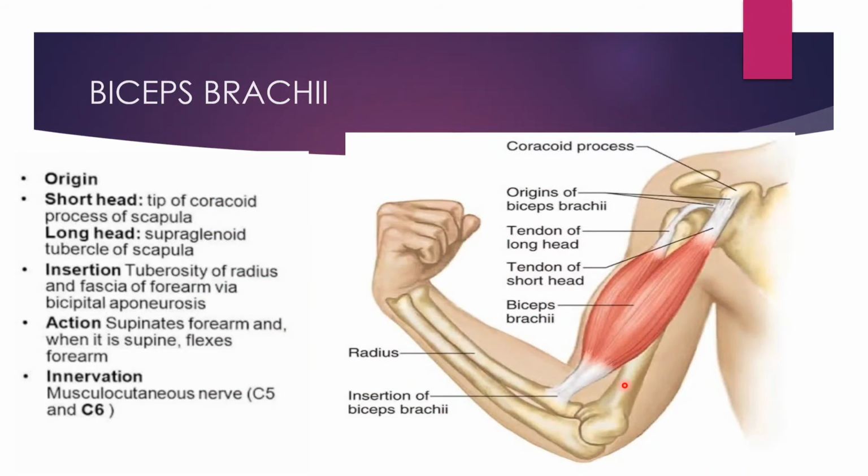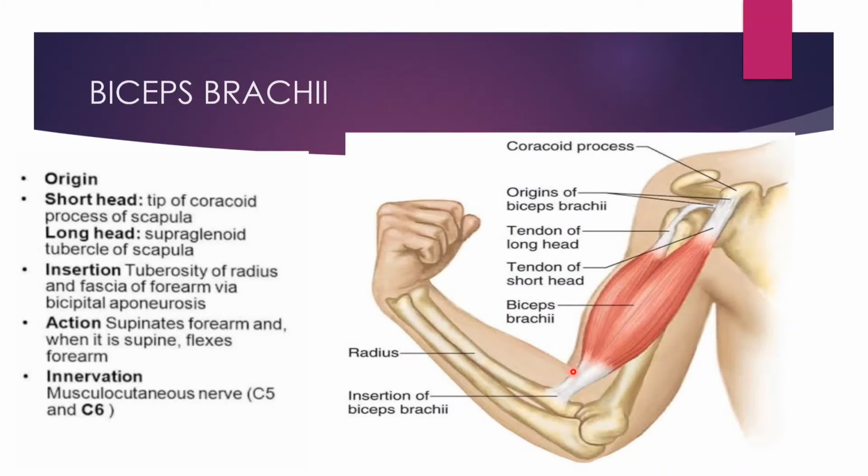The next muscle is biceps brachii. The biceps brachii has two heads. This one is the short head, whereas this is the long head. The short head originates at the tip of the coracoid process of the scapula, whereas the long head of biceps originates at the supraglenoid tubercle of the scapula. These two heads join and insert as one tendon, the biceps tendon, in the tuberosity of the radius. We also have the bicipital aponeurosis.